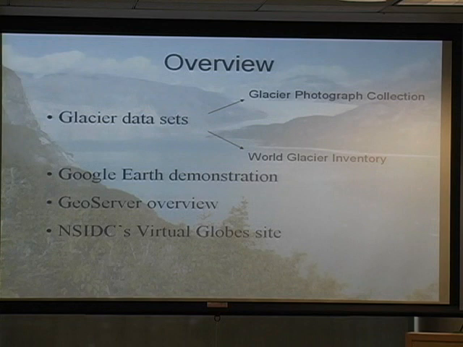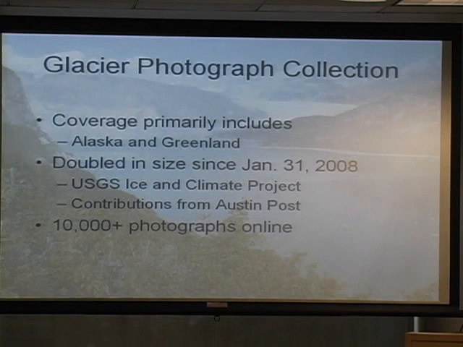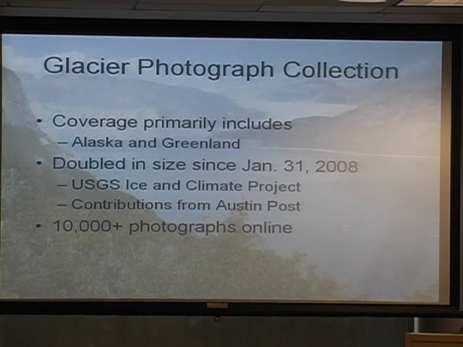We have a glacier photograph collection with glaciers that extend back to the 1880s, and we have information up to 2005. This is a really neat collection because it was donated to NSIDC by William Field back in the 1970s. Coverage primarily includes Alaskan and Greenland glaciers, although we do have limited coverage in other areas such as Canada, Europe, New Zealand, and Peru. This data set is really important. It's one of our most popular data sets at NSIDC.